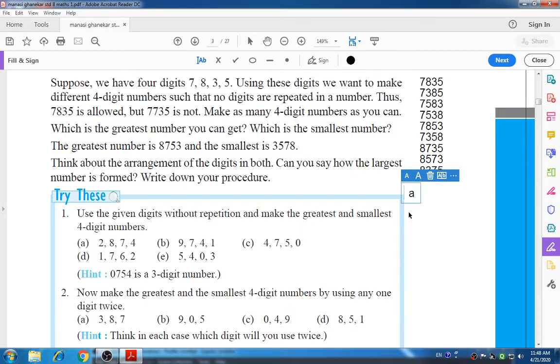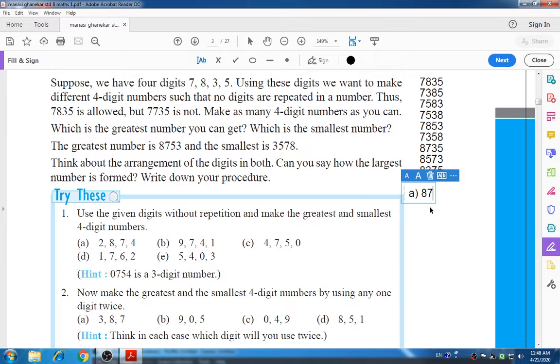A. Which one is the greatest? To find out, okay. The first sum shows the 4 digits, that is 2,874. To make the greatest number, we have to start from the greatest digit. Okay, which is the greatest digit? That is 8. After it, which number will come? 7. We have to put the digits in descending order to make the greatest 4-digit number.